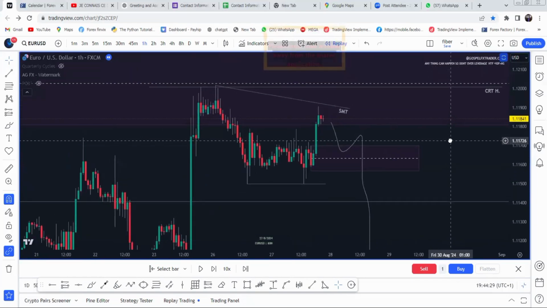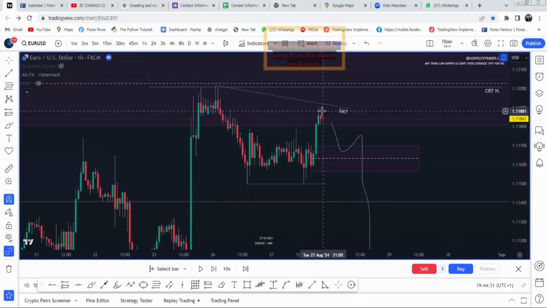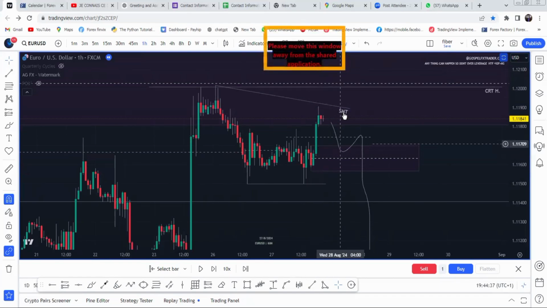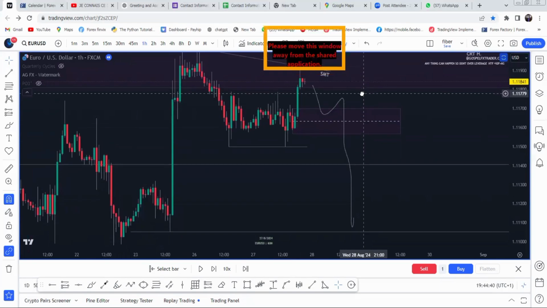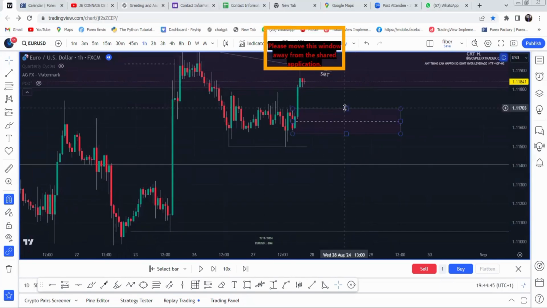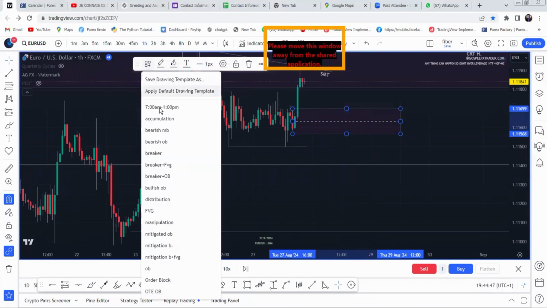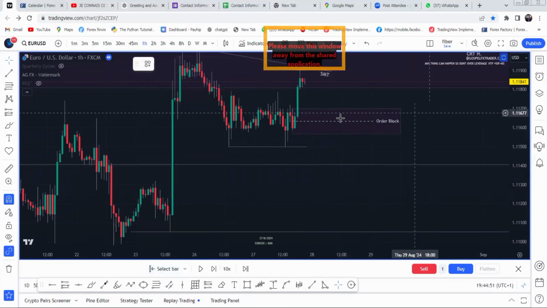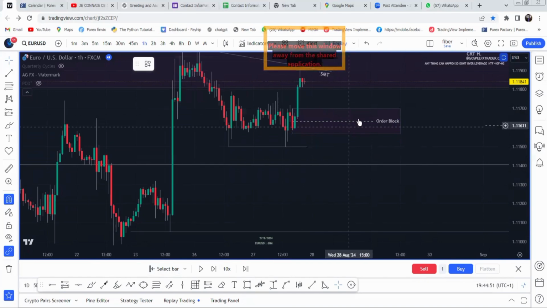Now at this point, you cannot just sell immediately because you don't have any confirmations yet. You don't know if price wants to keep going higher or if price is going to react to this other block and keep going higher. So you need confirmation, which means that for price to continue selling, we need to see this other block fail to respect price. All right, we want to see this other block being violated, right?